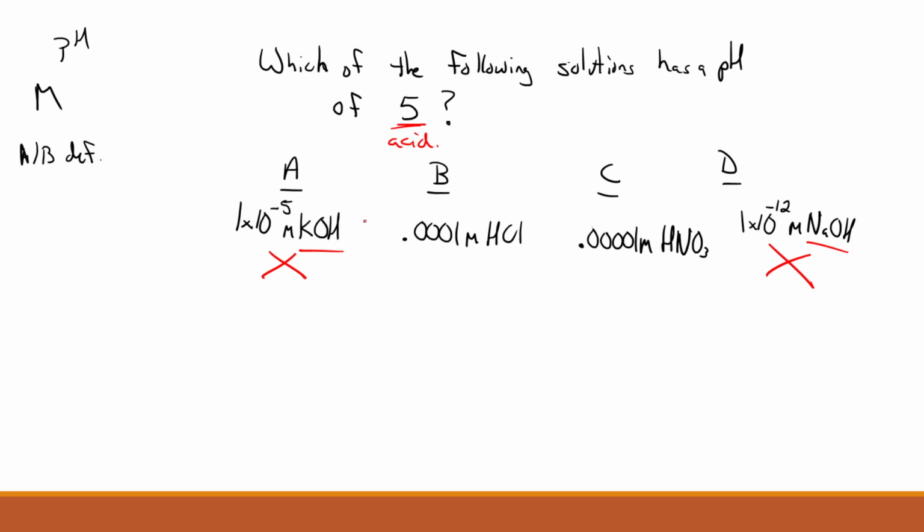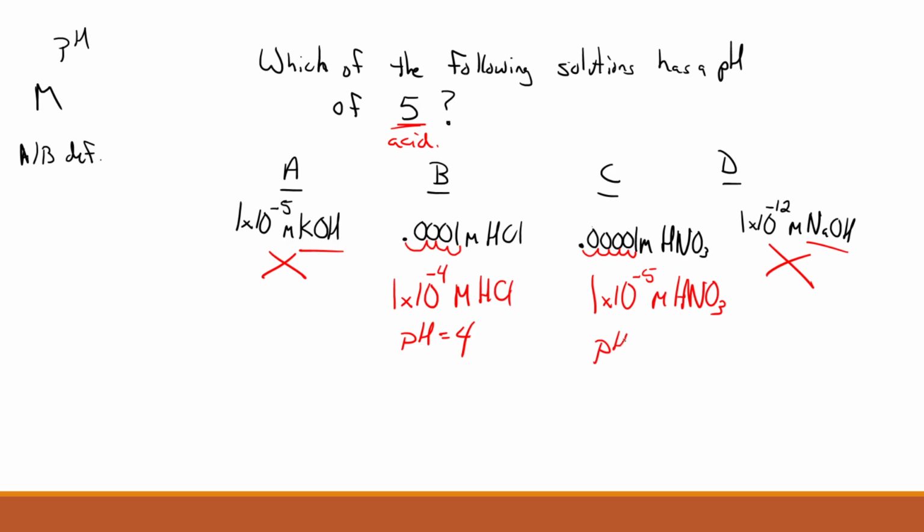In order to solve this out, you have to put these into scientific notation. Moving my decimal 1, 2, 3, 4 spots makes this 1 times 10 to the negative 4 molar HCl, which means this has a pH of 4. Moving this 1, 2, 3, 4, 5, 1 times 10 to the negative 5th molar HNO3 means this has a pH of 5. They're asking me for 5. That is my answer.